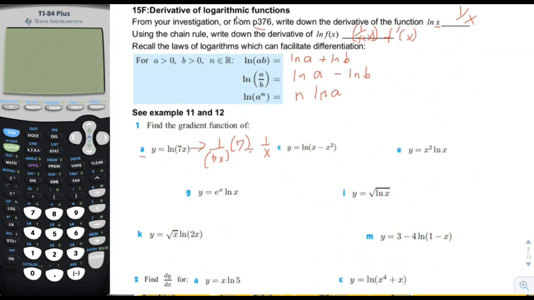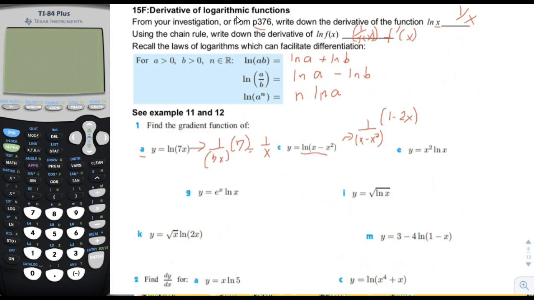Alright, C. So you have natural log of x minus x squared. So the first thing you're going to do when you take the derivative is you are going to write 1 over whatever is inside, which is x minus x squared. Then you're going to multiply times the chain rule. So you're going to have 1 minus 2x, right?